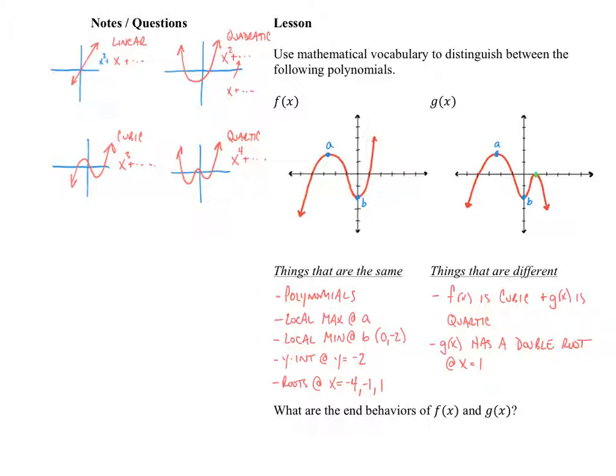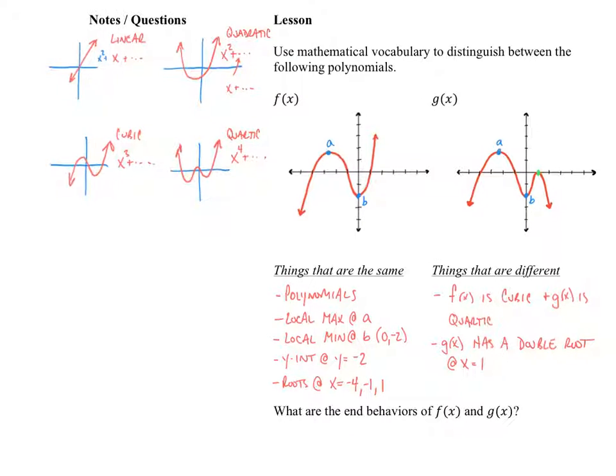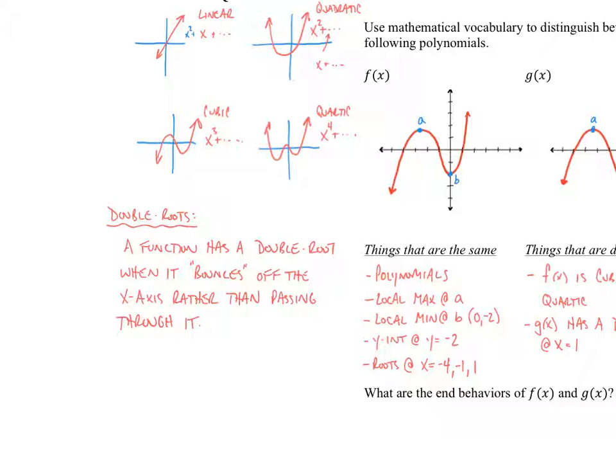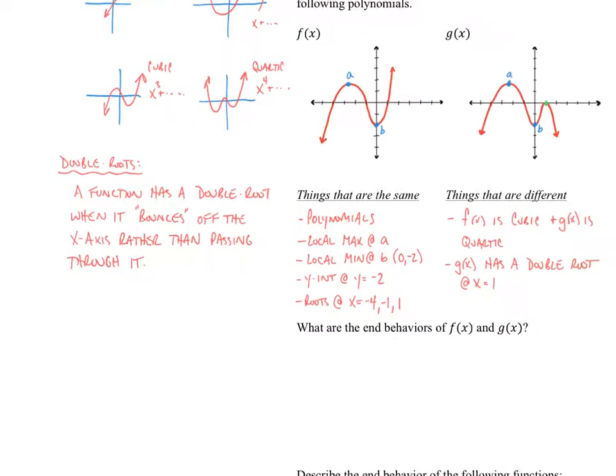So I'm going to make a note that g of x actually has a double root at that point, x equals 1. So real quick, I think we should probably define what a double root is, because those are going to come up later this year. A double root is any place where your function bounces off of the x-axis rather than traveling through it, essentially. So feel free to paraphrase that definition. It's just something that we're going to want to look out for in the future.